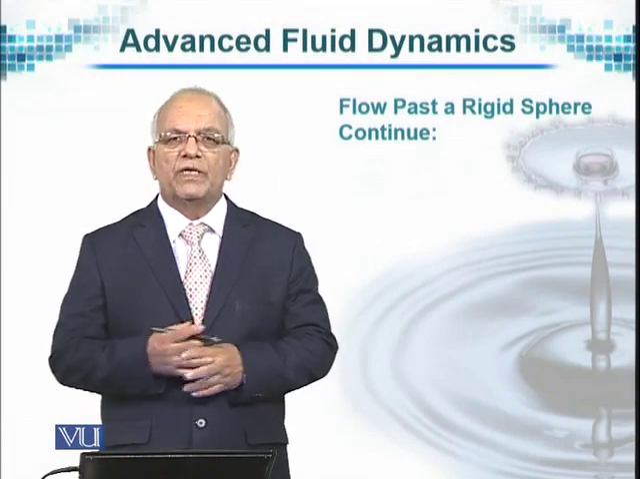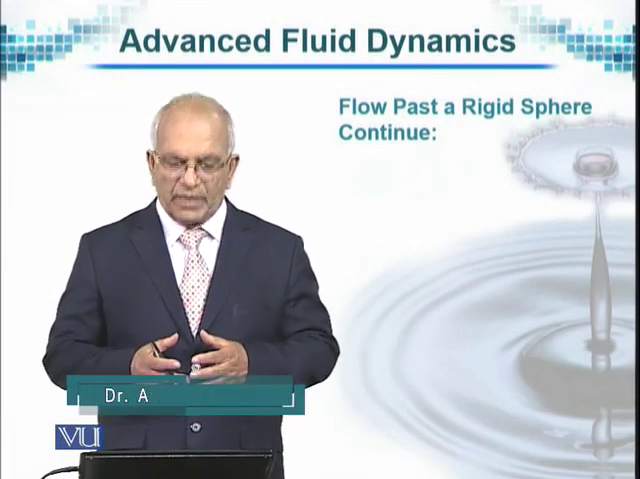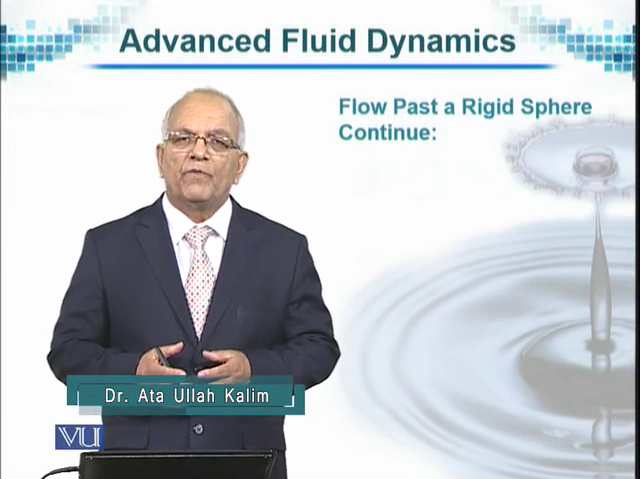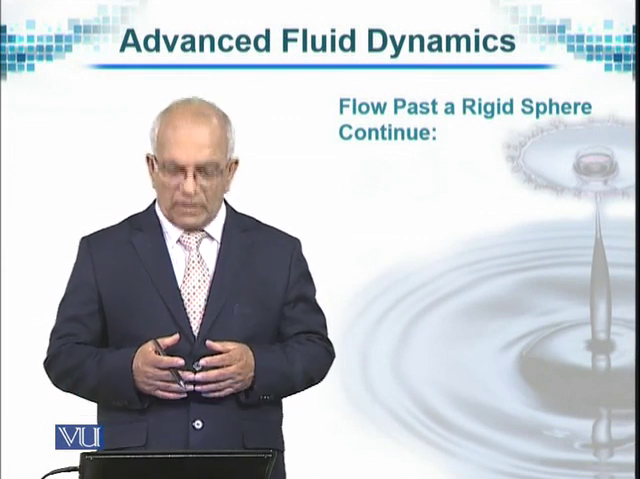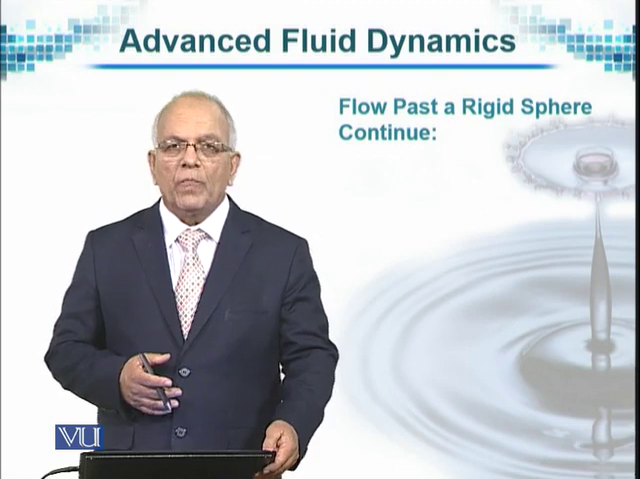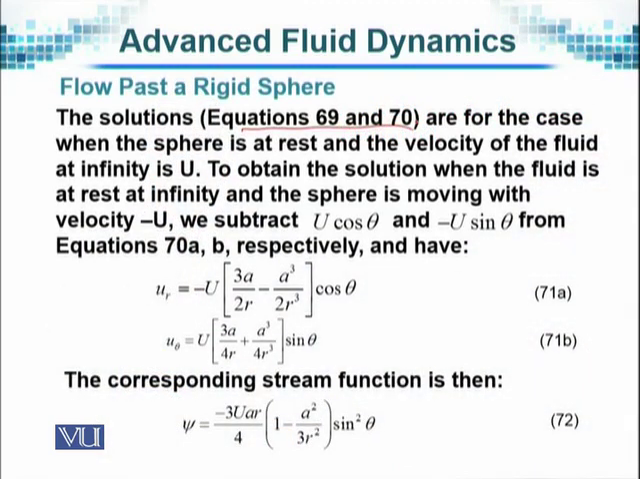We continue with the discussion of flow past a rigid sphere for viscous fluids, and we had obtained the values of the velocity components u_r and u_theta. The two solutions which were indicated by equations 69 and 70 are obviously derived for the case when the sphere is at rest and the velocity of the fluid at infinity is u.